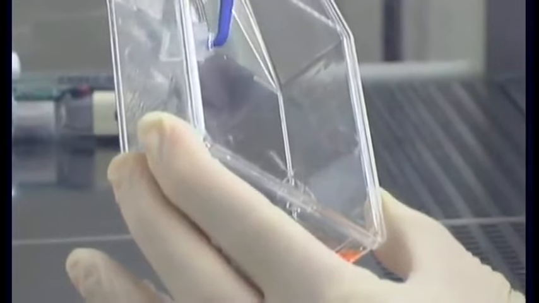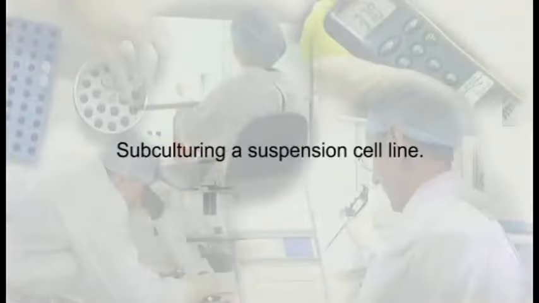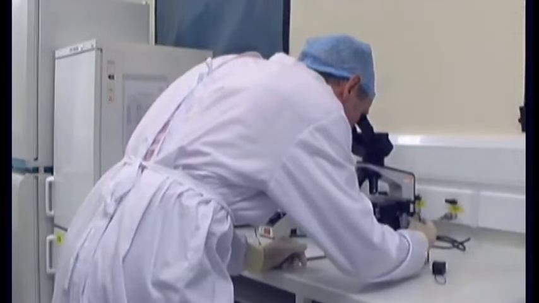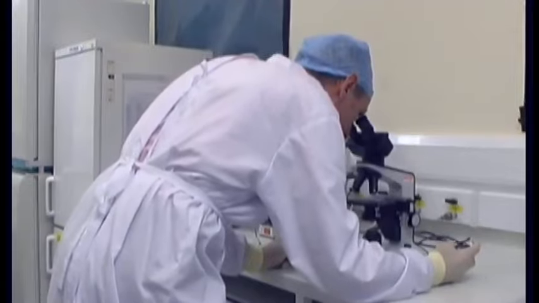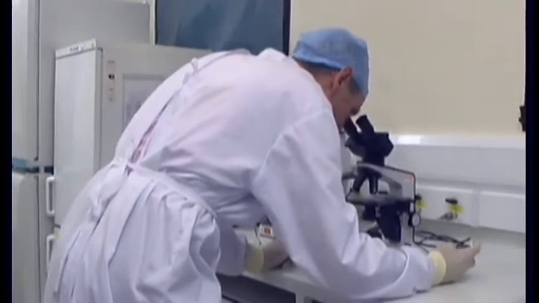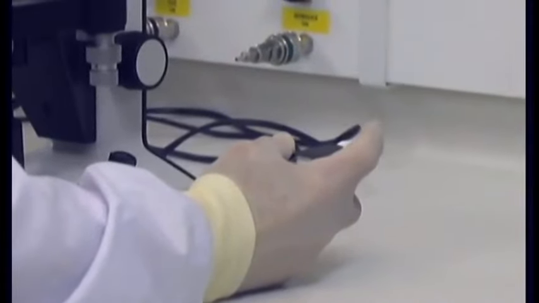Subculturing a suspension cell line. In many ways, this is an easier process than the subculturing of an attached cell line. However, it is vitally important that correct seeding densities are observed to enable most efficient cell growth.